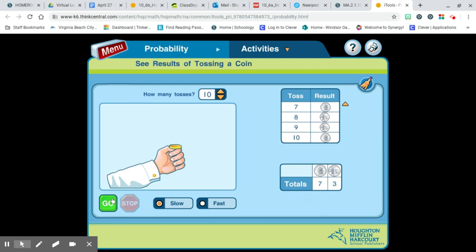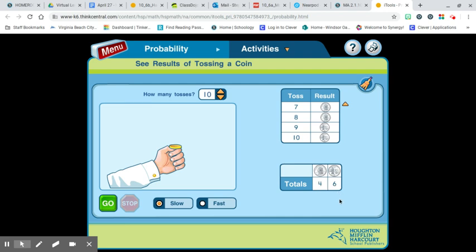Let's do it one more time. Let's see what we get here. All right, this is just the opposite of the first time. This time there were 4 heads and 6 tails. So this would be 4 out of 10 tosses, and this would be 6 out of 10.